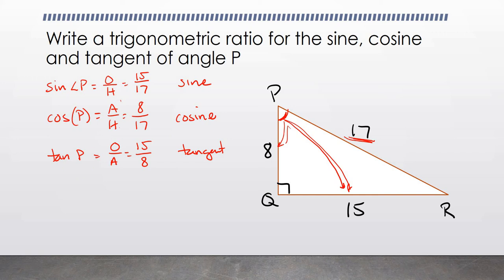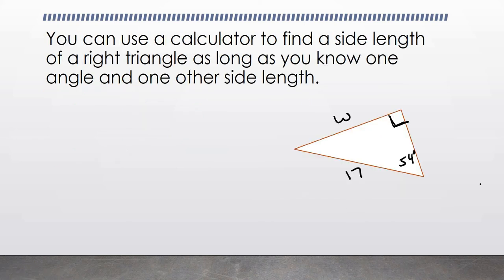Now, no matter how big or small I make this triangle, if it is similar, angle P is always the same. So there is a specific angle measure that goes with these ratios, and we can get that from our calculator. And we'll look at that in just a minute. The first thing we're going to do with our calculator is use a calculator to find a side length of a right triangle, as long as you know one angle and the other side length.